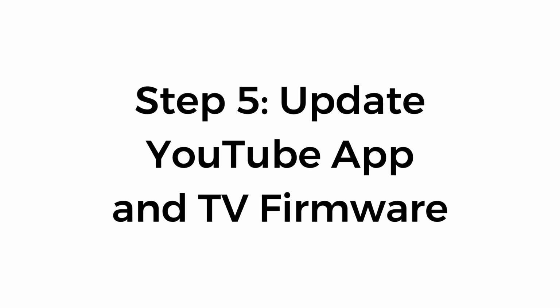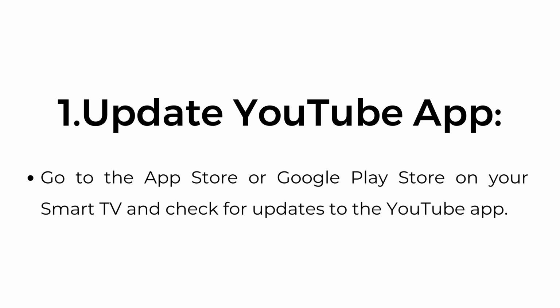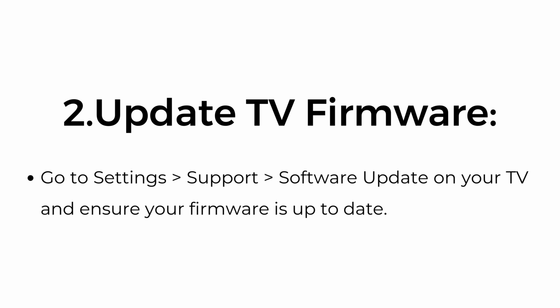Step 5. Update YouTube app and TV firmware. Update YouTube app. Go to the App Store or Google Play Store on your smart TV and check for updates to the YouTube app. Update TV firmware. Go to Settings, Support, Software Update on your TV and ensure your firmware is up to date.